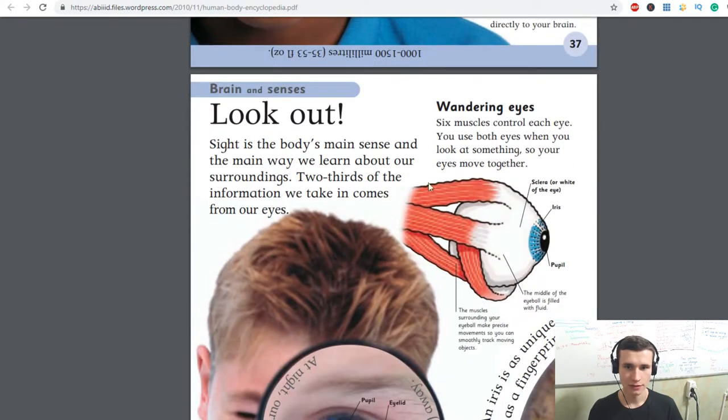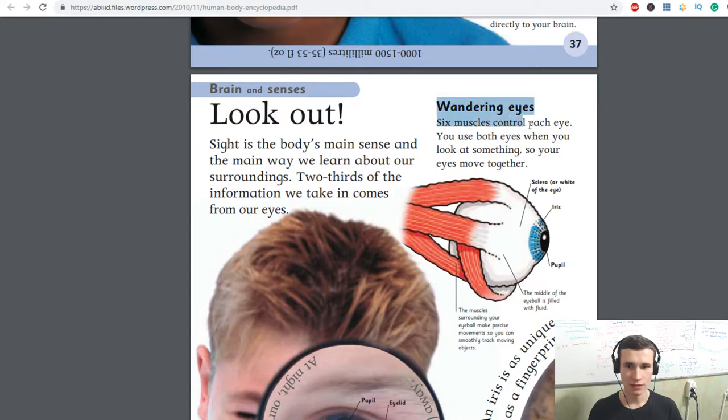Pupil, iris, sclera, or white of the eye. Sight is the body's main sense and the main way we learn about our surroundings. Two-thirds of the information we take in comes from our eyes.